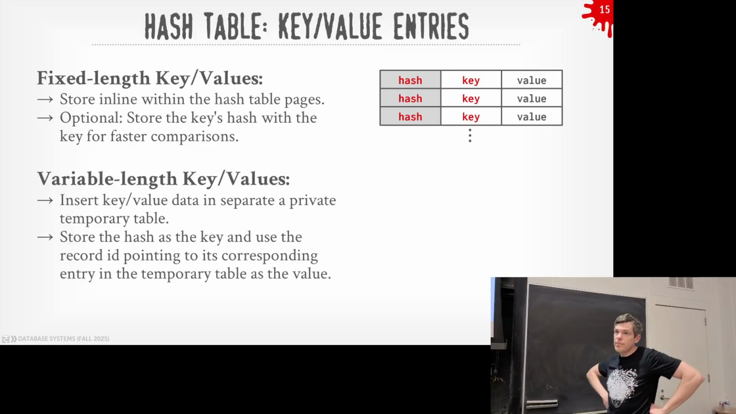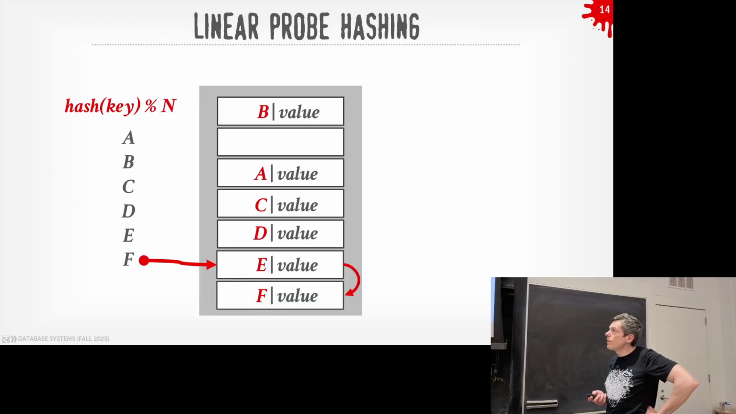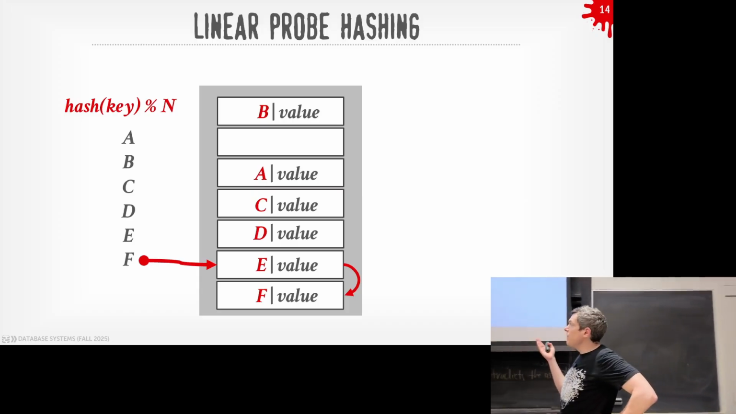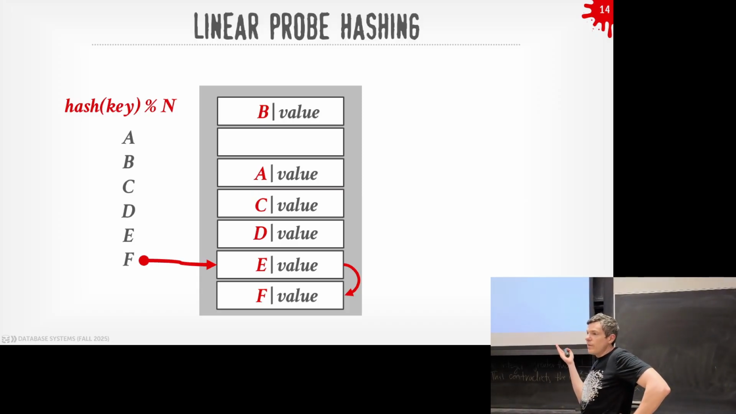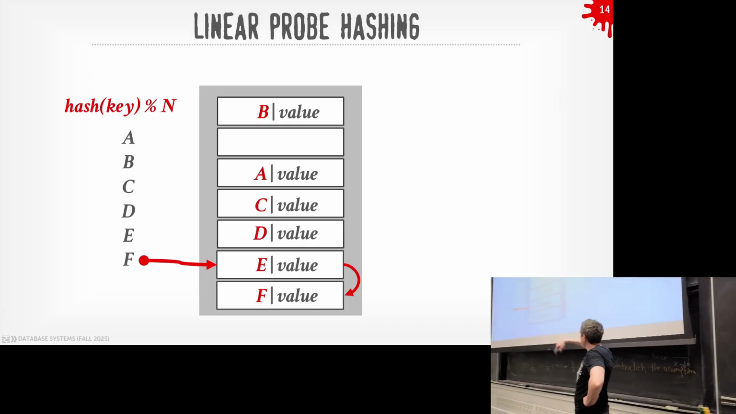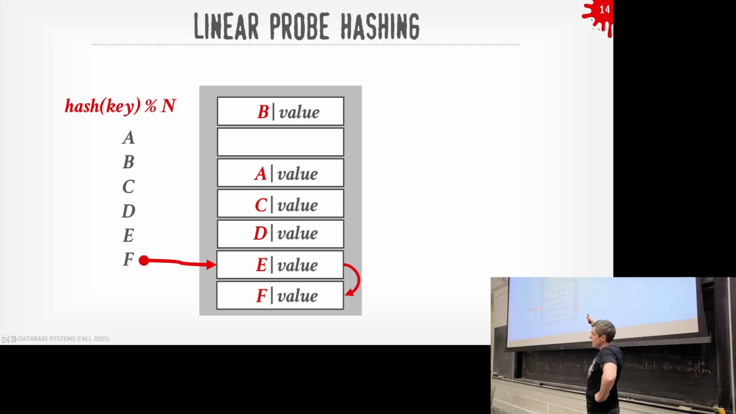Yes. Just to clarify on the previous one, if you want to access a key value, so this is storing it, but if you want to access it, you run through the hash function and then do a sequential scan to find that key. Yeah, his question is, this is doing inserts. How do you find things? It's the same thing. So say I have F. I want to look for F. I hash it. I land where E is. E's not what I want.